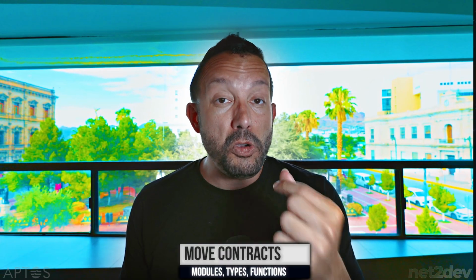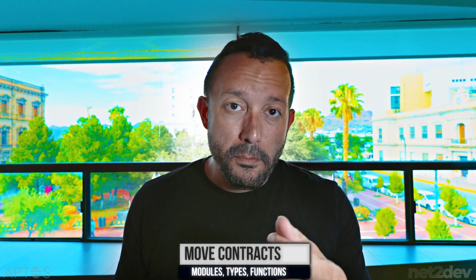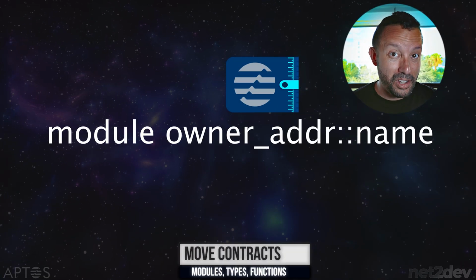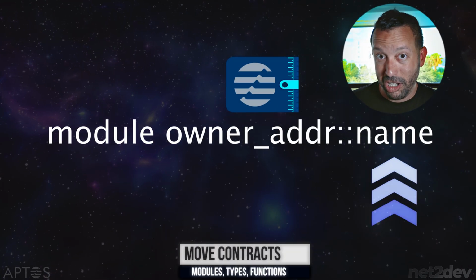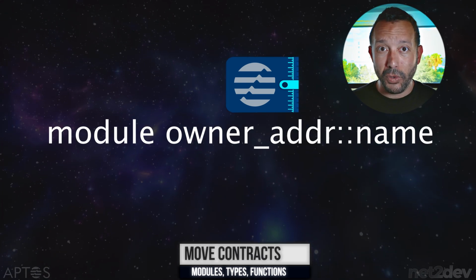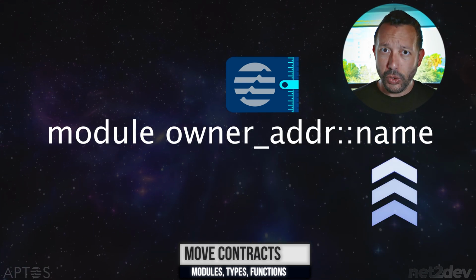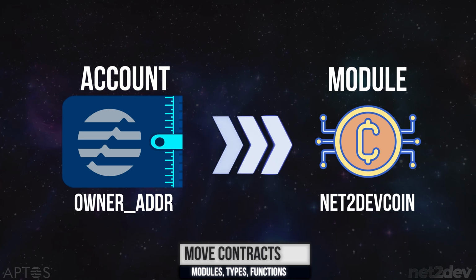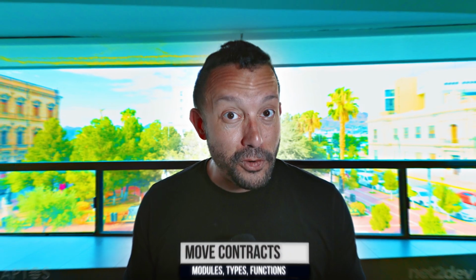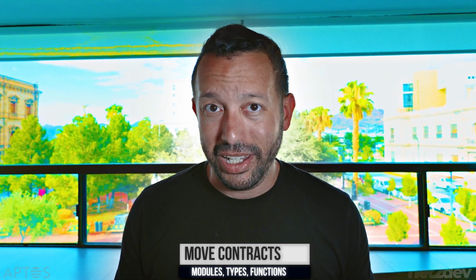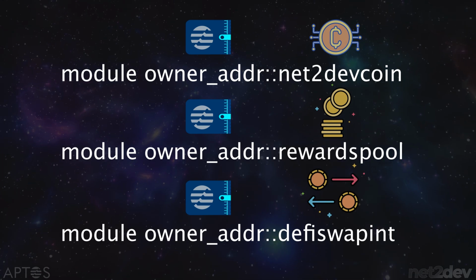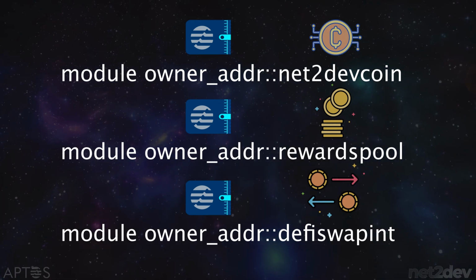Because when I use the Aptos SDK, I define the transaction pointing to the owner address of the wallet that was used to deploy the smart contract, then specifying the name of the contract. So I can have multiple contracts. Let's say I deployed a token smart contract, net2dev coin. I could also deploy a staking smart contract from the same wallet that deployed the token smart contract. Not only that, I can also deploy some form of DeFi swap interface under the same wallet.